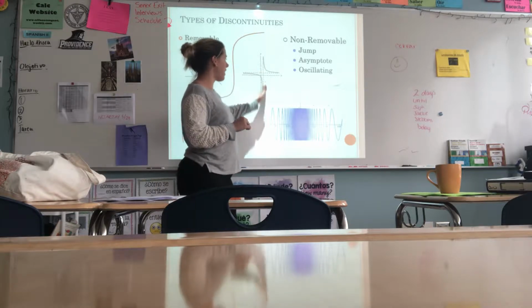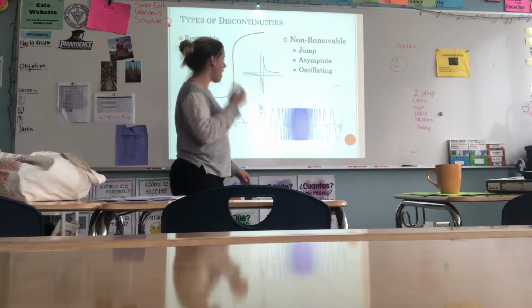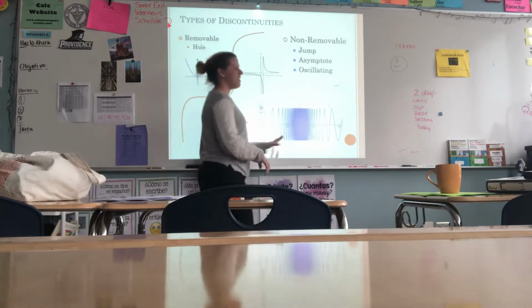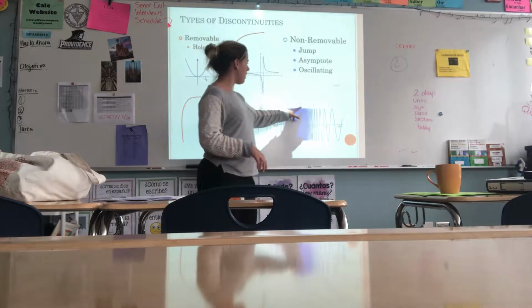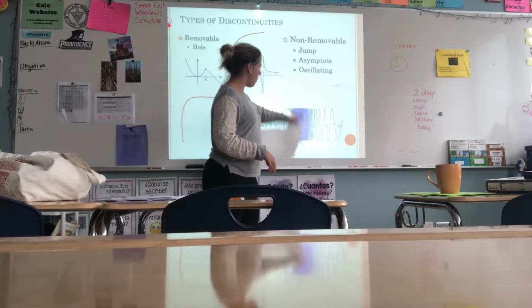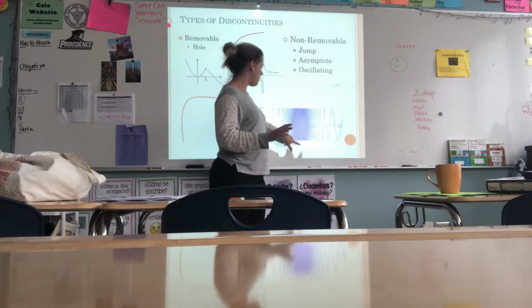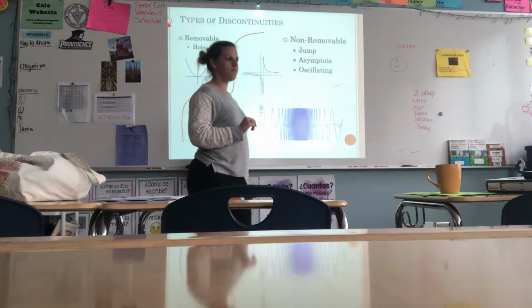An asymptote is a kind of discontinuity. You know what those are. And then oscillating, this is crazy. This is a graph of sine of 1 over x. This is the first and last time we'll ever talk about this. At 0, the y value is everywhere between -1 and 1, but in no particular spot at any given time.